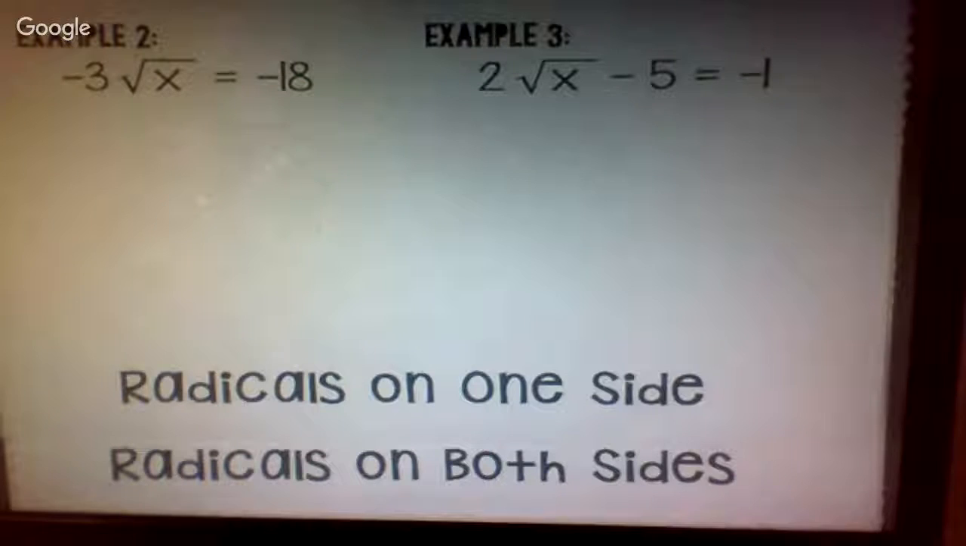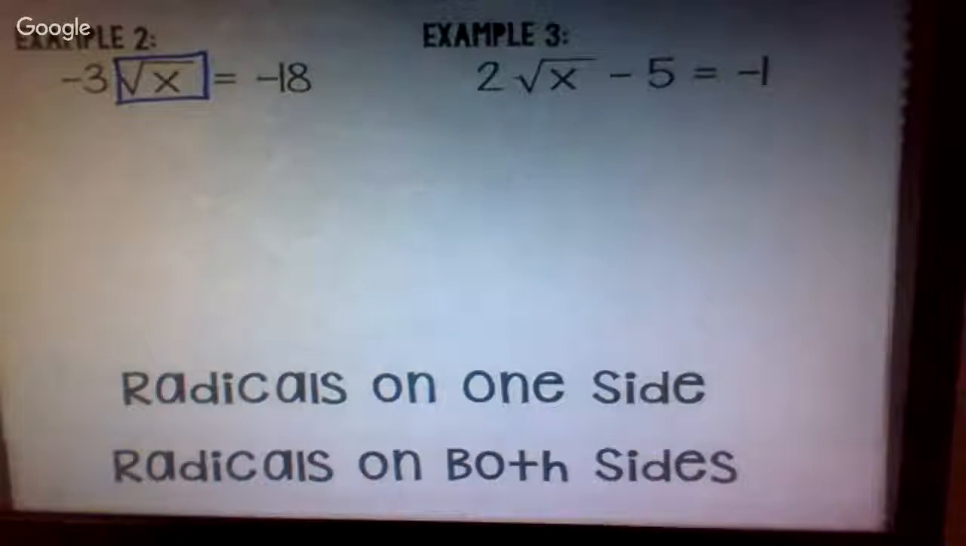Okay. Example number 2. Again, my goal is to get this radical by itself. So I box it in so I can see what is on the outside of it. This is where everybody messes up. Can't you just bring it down? You can't necessarily just bring it down.